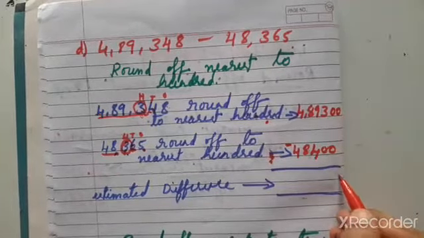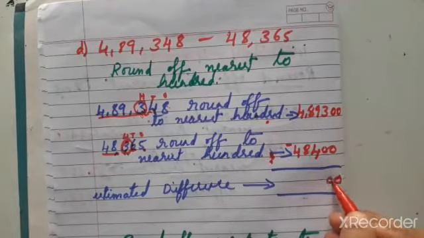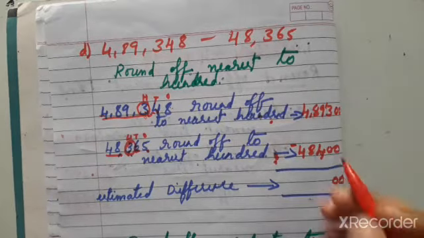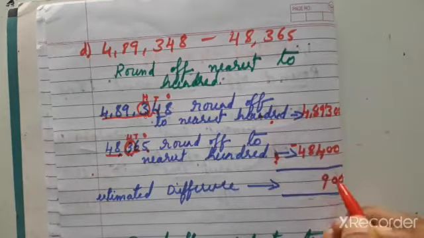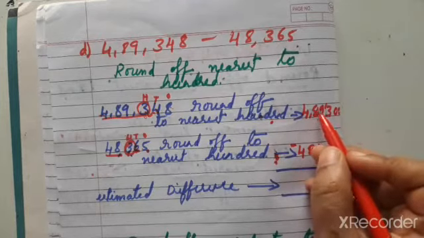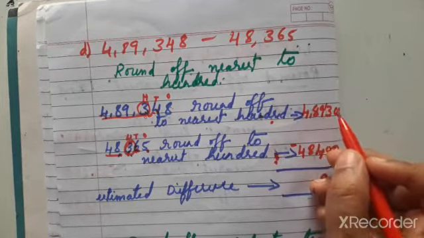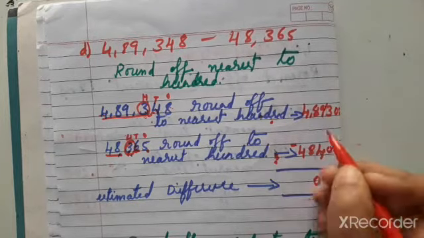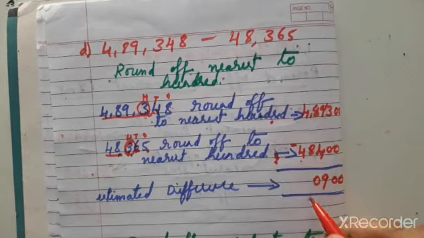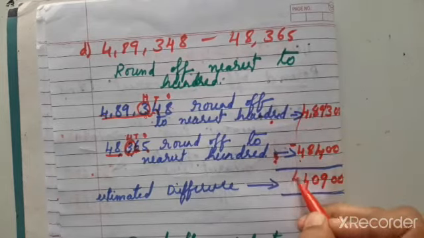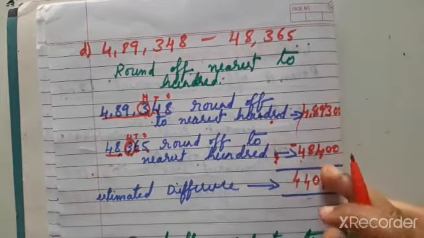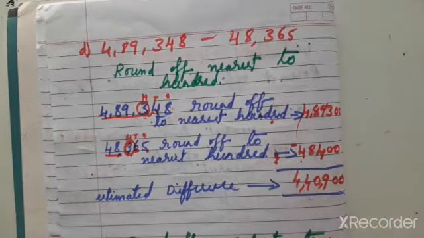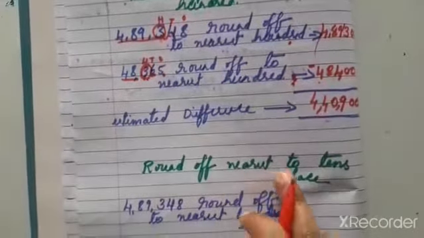0 minus 0 0, 0 minus 0 0, 3 minus 4 can't, 13 minus 4 means 9. Here 7, yes, here 7, no, here 13 minus 4 means 9. Here 8, 8 minus 8 is 0, and 8 minus 4 is 4, and this 4 here. Write properly and subtract it, children. So here 4,40,900.